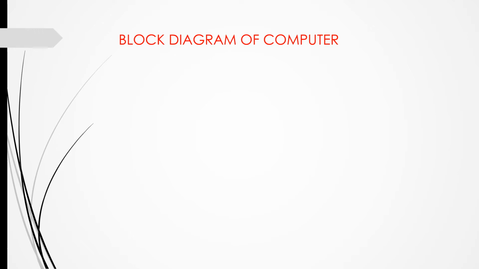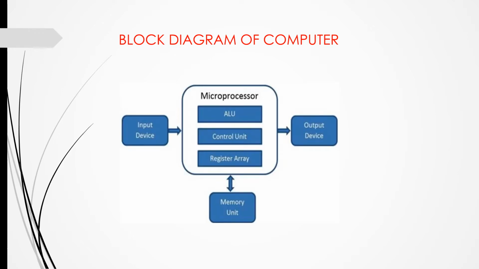Now we will see block diagram of computer. This is the block diagram of computer. This is basic block diagram. Here you can see input device, output device, memory unit and microprocessor unit. So computer includes input device like keyboard, mouse, output device like monitor, printer, memory unit. Memory unit is used to store the information and microprocessor unit. Microprocessor unit is very important unit. It is used to process the data. This is also called as heart of computer.